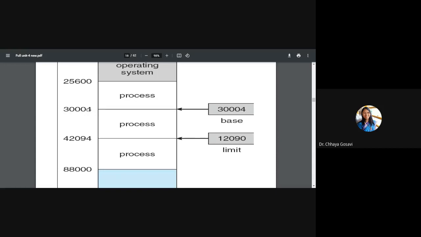This is the example of base and limit register. Base is the base address from where the process or page is stored, and limit is the maximum address that it can reach. It should not go beyond this limit. So the first step in address translation is to add the logical address to the base and check whether it is less than the limit.